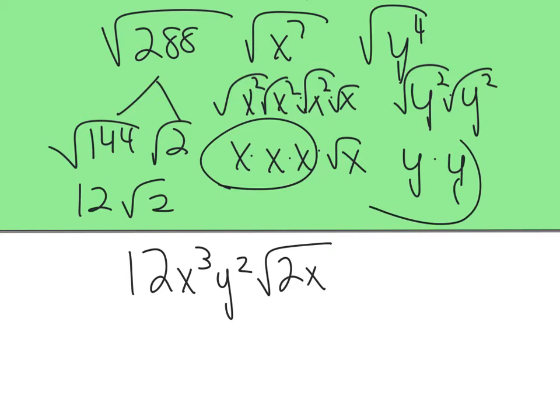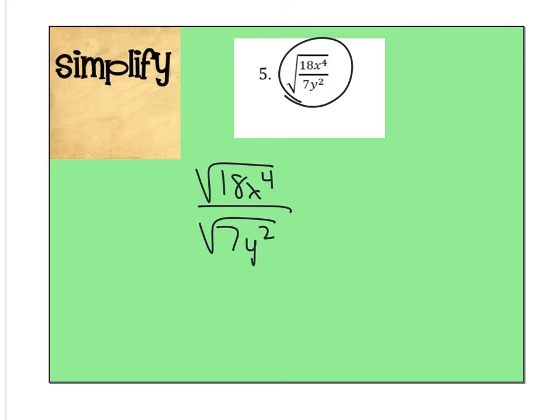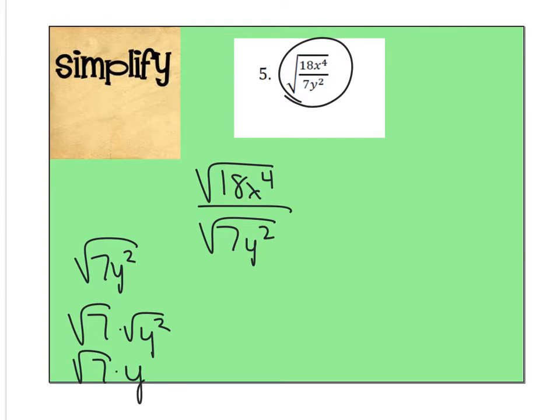So I put these together with the 12 on the outside, and I put together 2 and square root of x underneath. So here, once again, remember, you cannot have a fraction in a square root, and you cannot have a square root in the denominator. So 18x to the 4th over 7y squared. Now, if I break apart the bottom, so that's square root of 7 times y. So my simplified on the bottom would be y square root of 7.